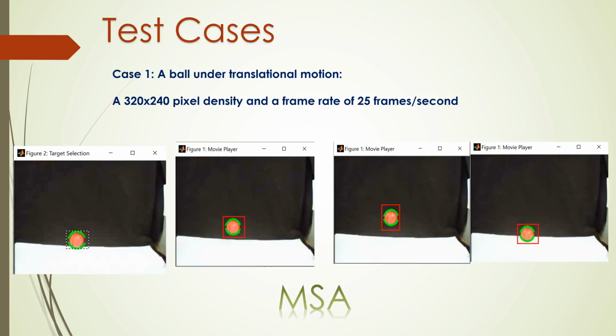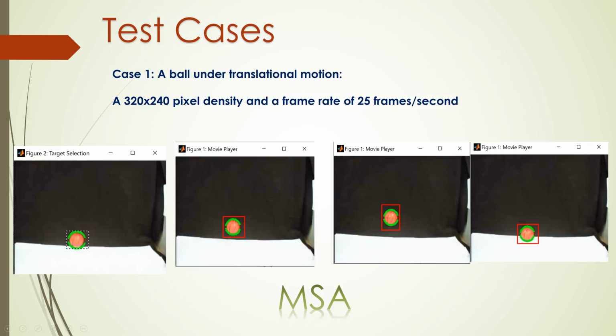Now these are some of the test cases I've used to compare both the algorithms, the mean shift algorithm and the Kalman filter algorithm. Here is an example of a 320 by 240 pixel video which has a frame rate of 25 frames per second. It is actually a ball undergoing translational motion. So the first case we considered is a ball under only translational motion.